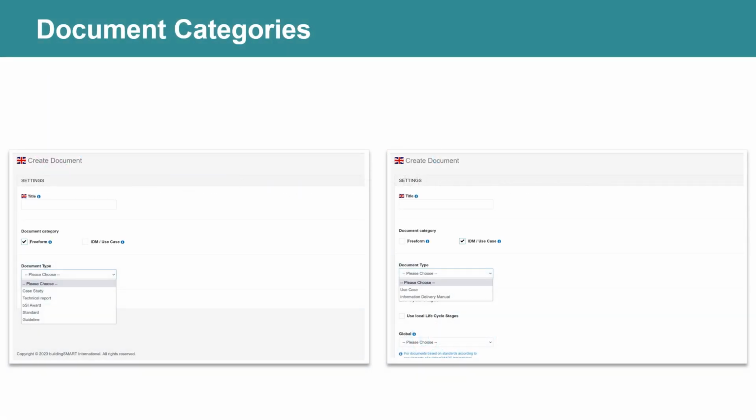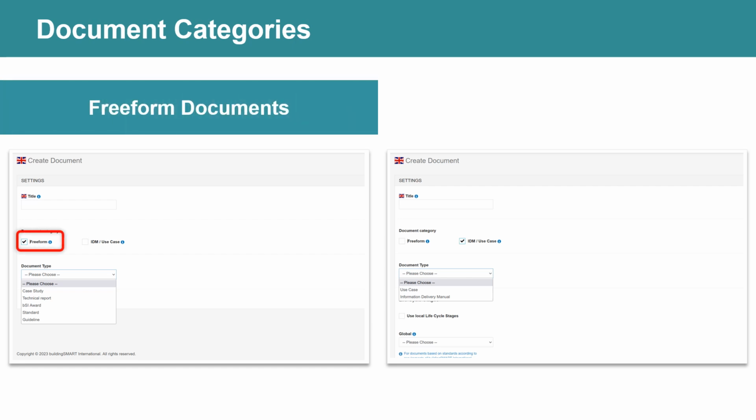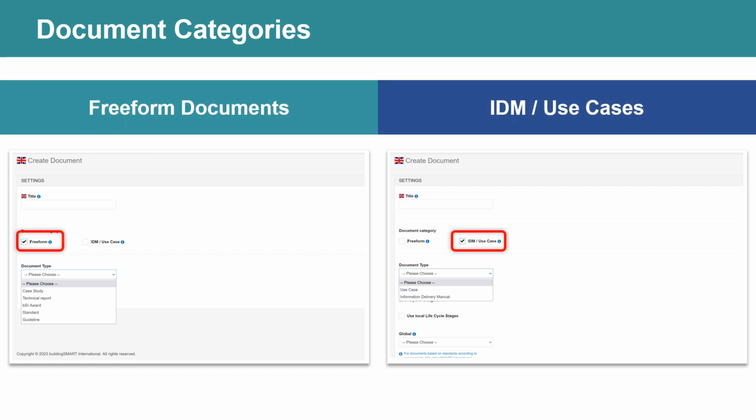The Use Case Management service offers the possibility to create different documents. The structure for creating documents is identical for each category. The difference lies in the designation of documents. Thus, different types of documents can be created, following a specific goal and purpose. The two document categories available are free-form documents and information delivery manuals (IDM) or use cases.